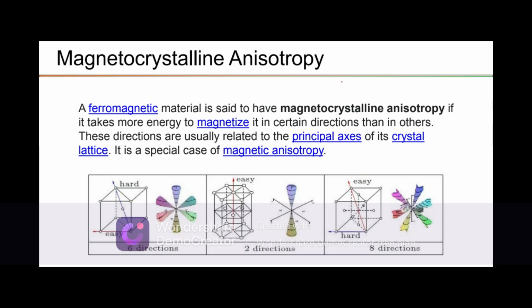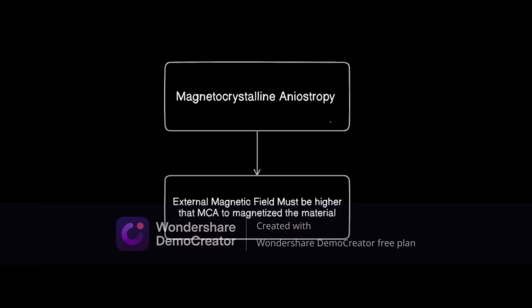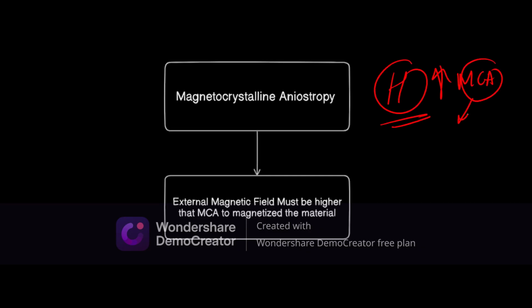Further, we have magnetocrystalline anisotropy. It is nothing but an energy, or we can say it is a barrier, which we have to cross to magnetize our material. Our external magnetic field, which is represented by H, should be higher than this energy. As I told you, it's a barrier.